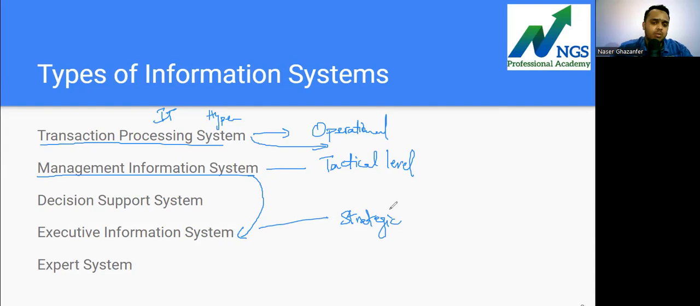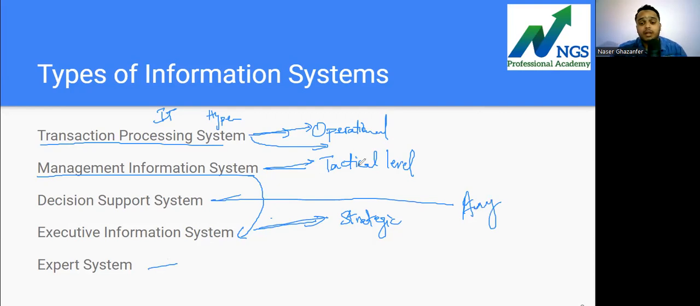Okay. Now, this is understood. Transaction processing system, operational level people will use. Management information system, tactical level people will use. Executive information system, strategic people will use. That is fine. What is this DSS and ES, which is decision support system and expert system? Now, this decision support system can be used by any level of the organization. Basically, you are using this to make decisions. This will help support you in making decisions. Which one? The decision support system.